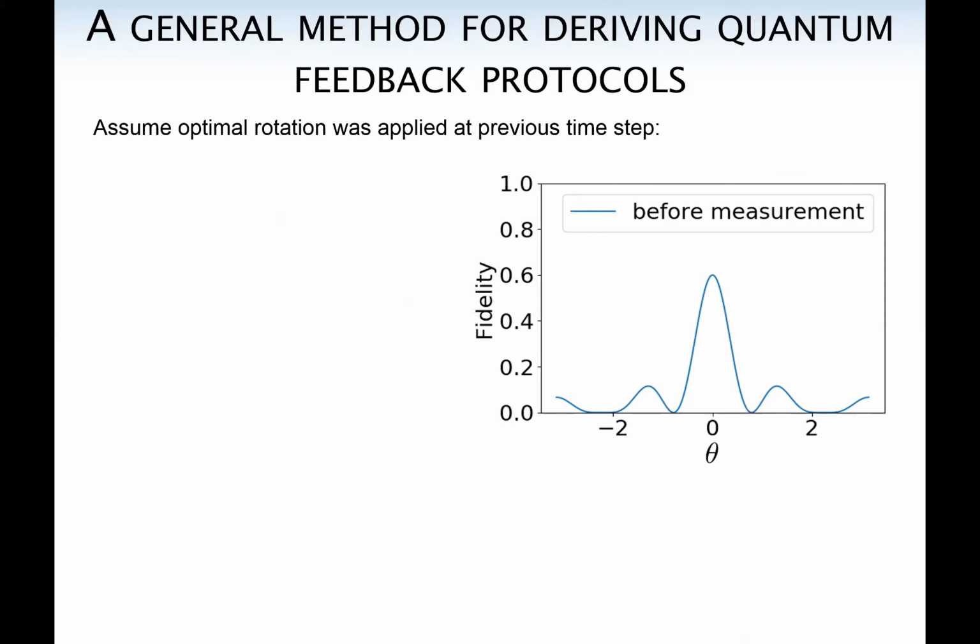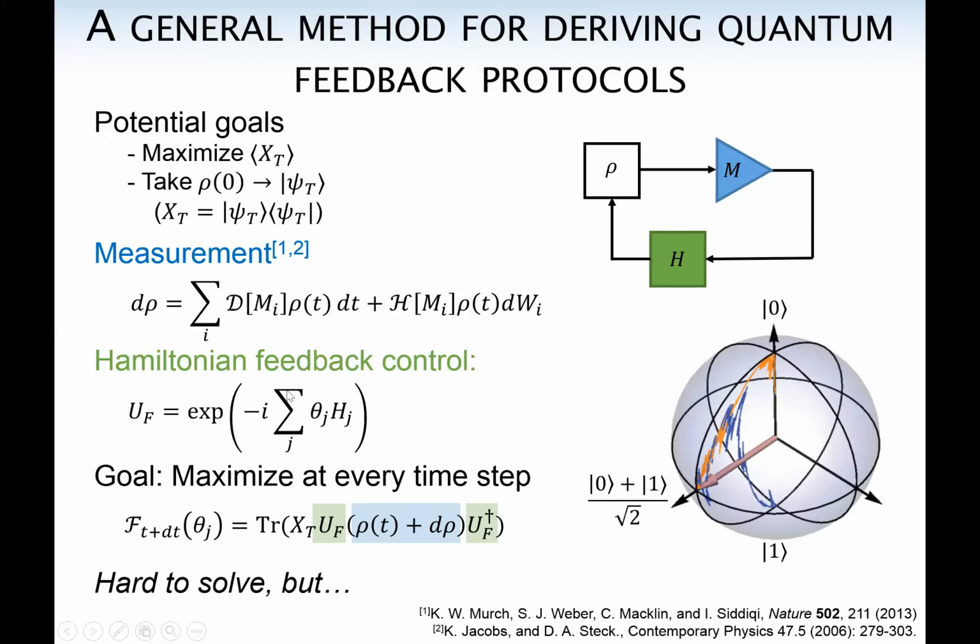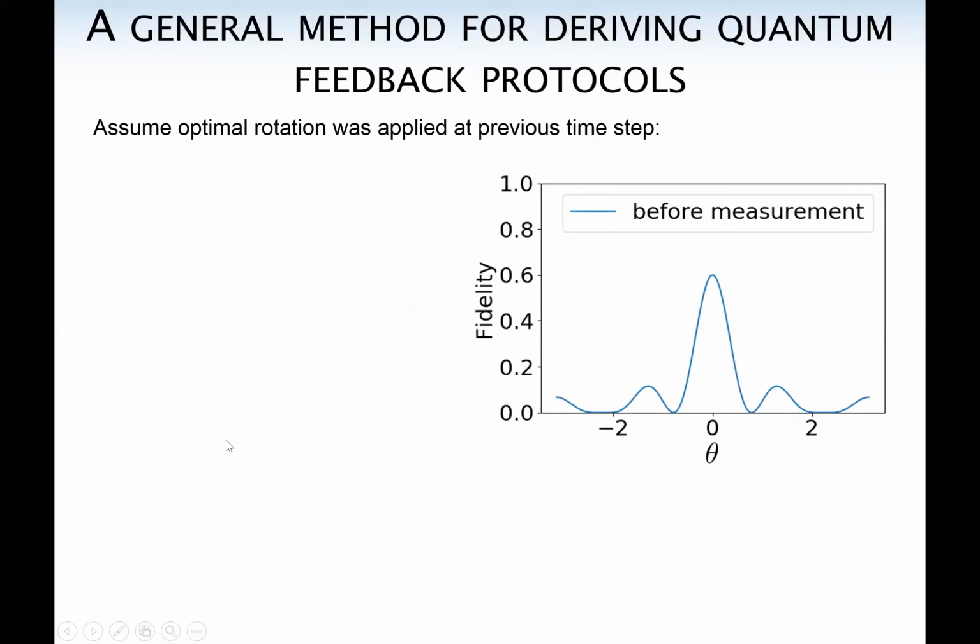So one trick is simply to assume that you're doing a locally optimal feedback protocol, and so you've always applied the optimal rotation in the previous time step. And so that means that if you plot your figure of merit, for example, fidelity, as a function of rotation angle, and I'm only plotting one theta here, so in the previous slide we can imagine having multiple thetas and parameterizing any unitary. But in any case, at any given time step, your figure of merit is going to be optimized at theta equals 0.